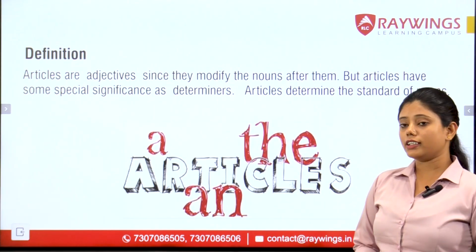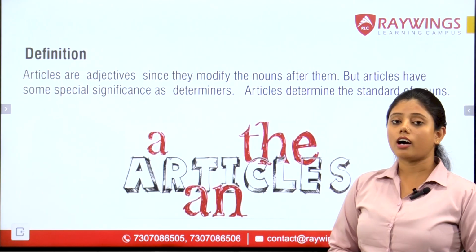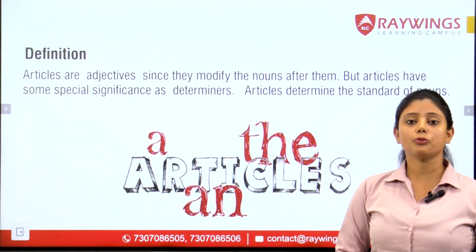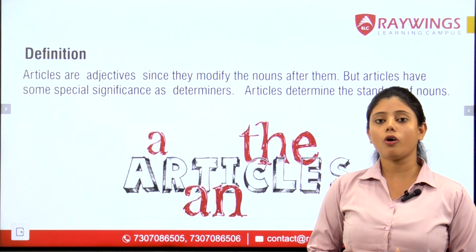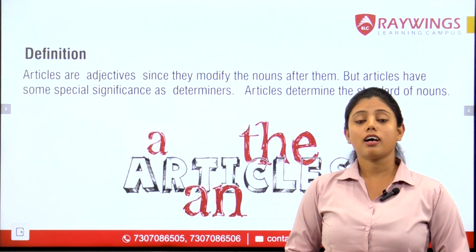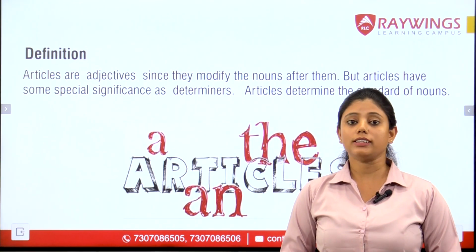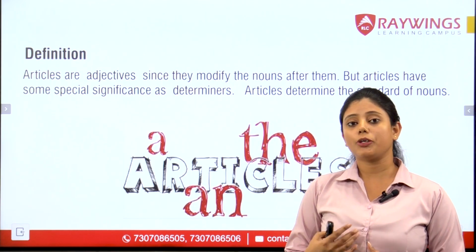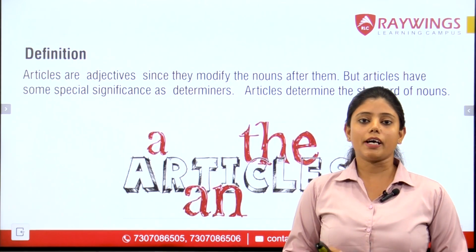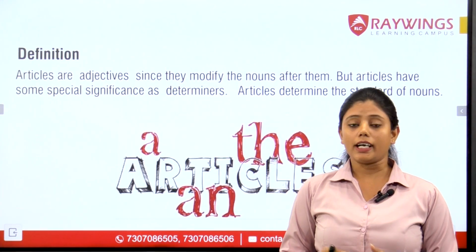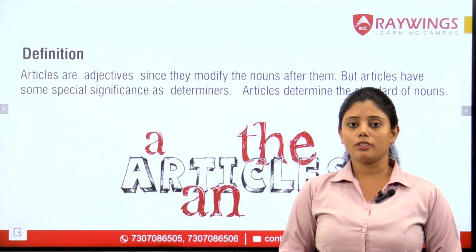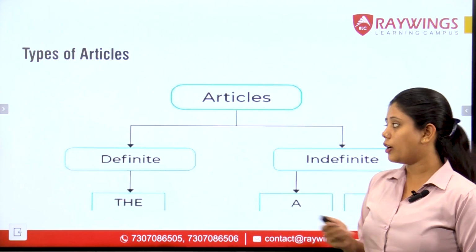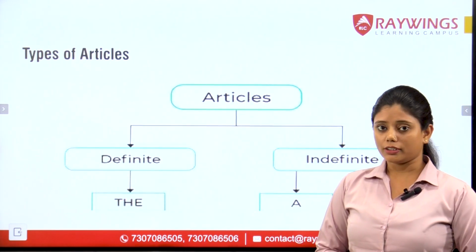The definition says that articles are the adjectives which are used before a noun in order to qualify or determine them. Hence, articles are also known as determiners because they are used to determine or identify any noun, that can be any name of a person, place, animal, or thing. So now let us see the types of articles.